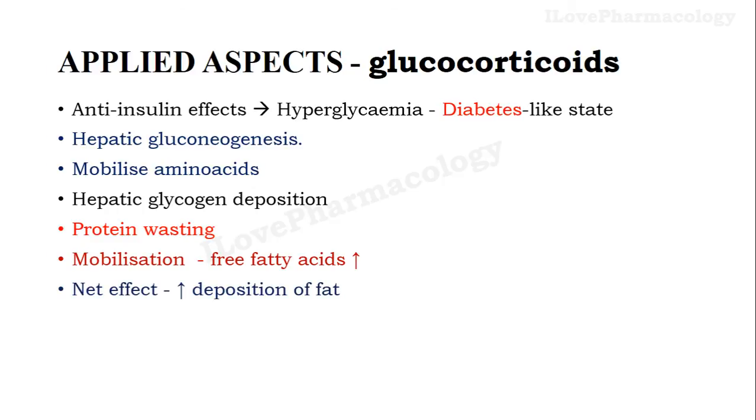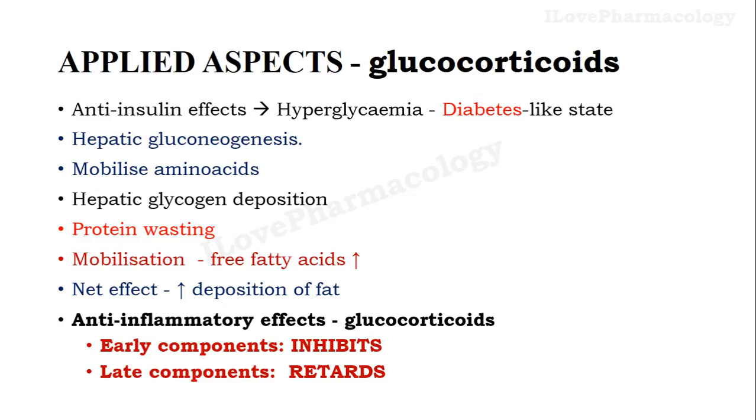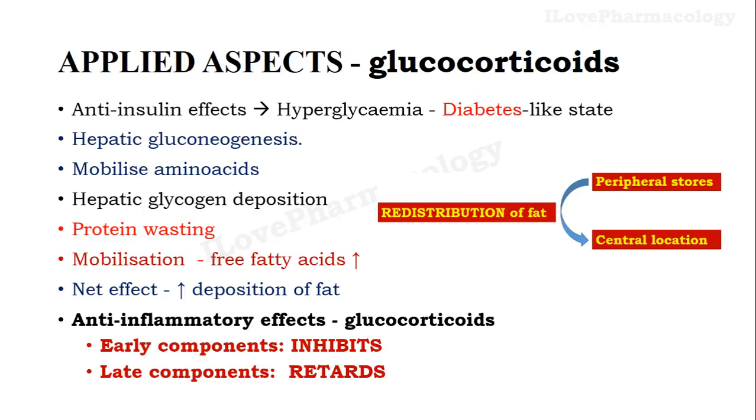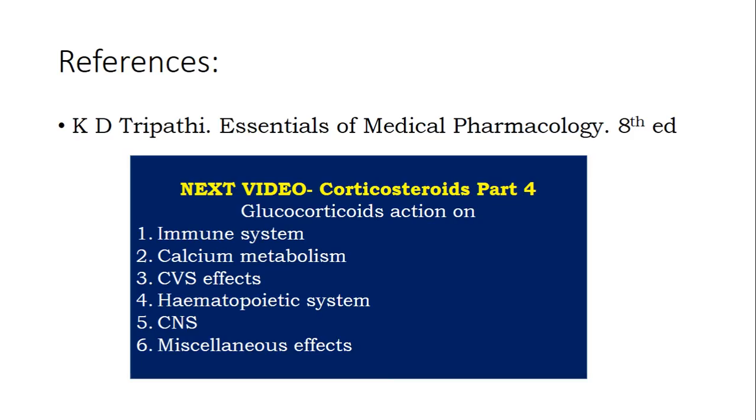The net effect will be increased deposition of fat in the central area. And for the anti-inflammatory effects, you should remember the early component has a beneficial effect because of inhibition of pain, heat, etc., and it decreases the edema, whereas the late component will retard collagen synthesis as well as deposition, and it delays wound healing. One should also remember that it leads to redistribution of fat from peripheral stores to the central location.